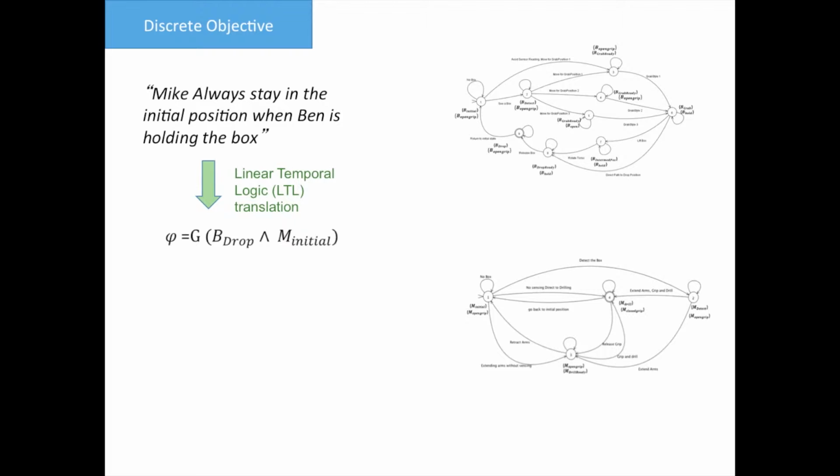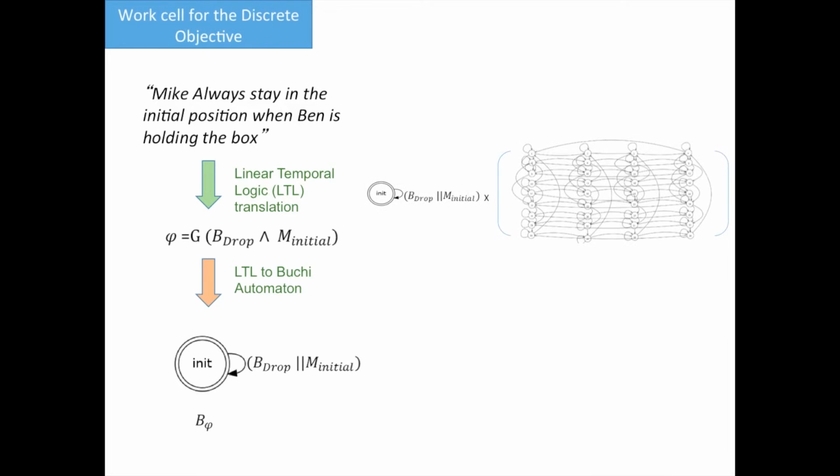Now, to use it for tailoring the operation, we need to convert it to a transition system-like structure. This can be done by using the LTL to Büchi automaton tool. And what we're seeing is what we get after conversion to a Büchi automaton. To create the complete work cell transition system, we can take an automaton product between these two to get the work cell transition system that follows the objective we described.